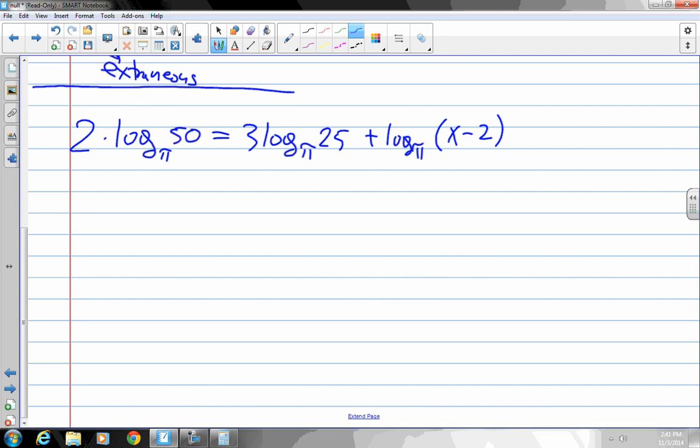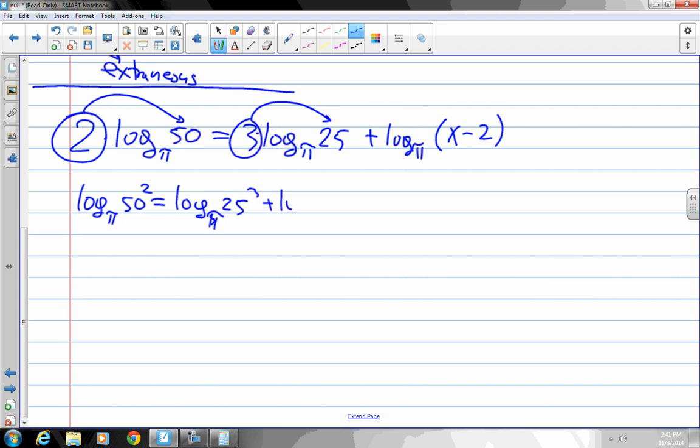So probably I'm going to go for the case where it's log equals a log. But there are two things that prevent that. First of all, the right side is a sum, and also the coefficients in front of logs are kind of blocking me from doing anything. But is there anything that can be done? Yeah, I can always toss the coefficients back on top. So do that first. So it is log base pi of 50 squared, whatever that is, equals log base pi of 25 cubed plus log base pi of x minus 2, right?